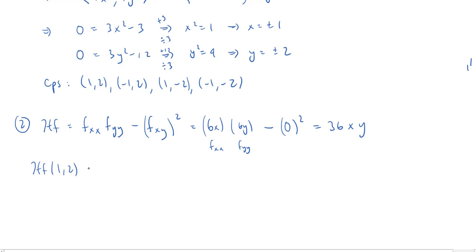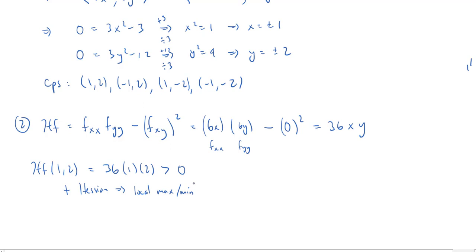At 1, 2, we get 36 times 1 times 2. I'm just plugging 1 and 2 in for x and y. It turns out this is 72, but I don't really care what the actual value is for these purposes. I just care that this is positive. Once I know that I have a positive Hessian, I know I'm going to get a local max or min, and it's just a matter of which one it is.